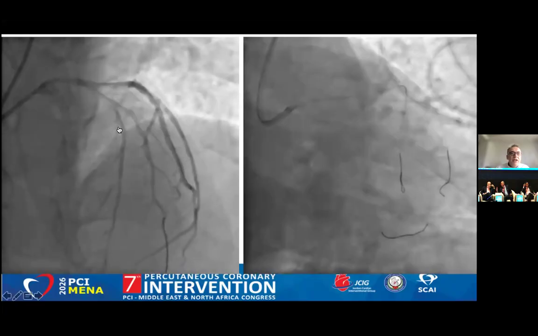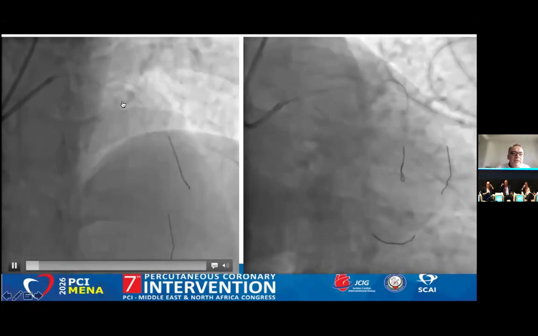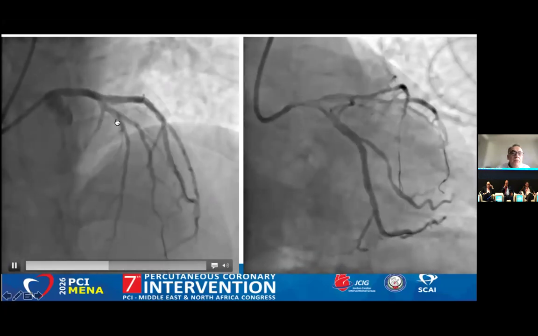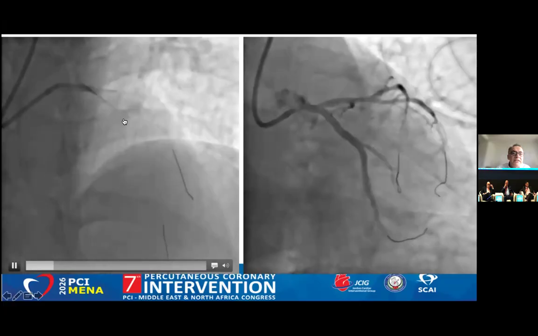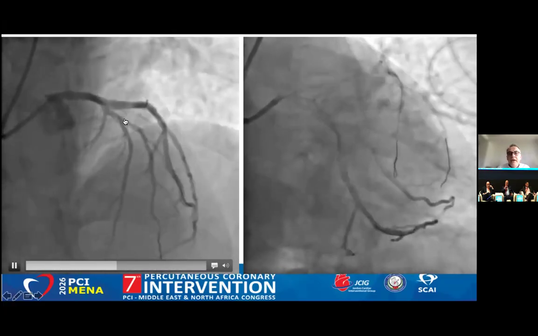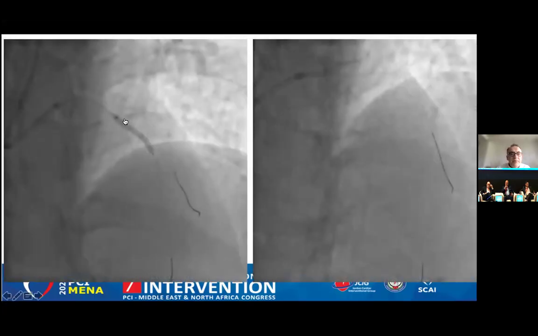This is the main branch after preparation. We are okay with that. We have some kind of dissection, but there is no flow limitation. More importantly, there is no contrast stain in this dissection. This is very, very benign. This is very good for DCB. And then after seeing this, we treat the side branches.